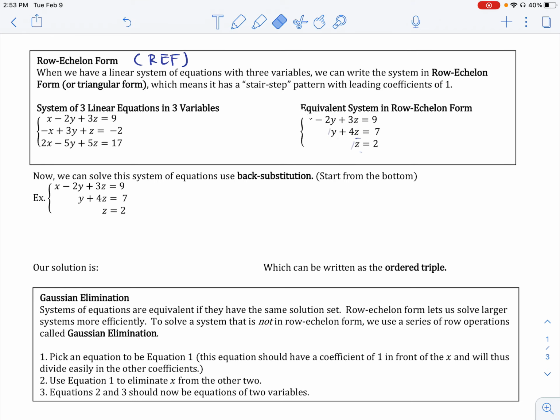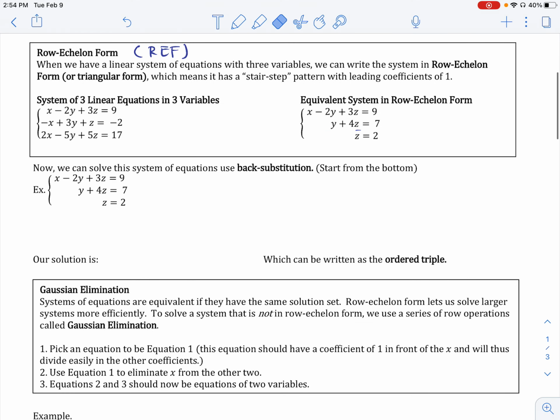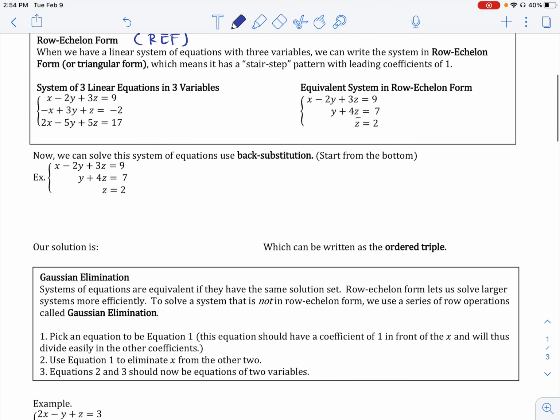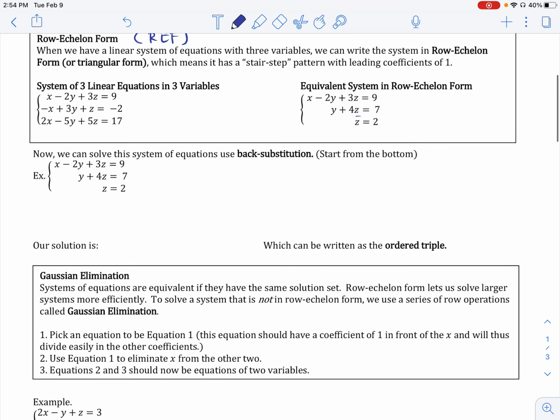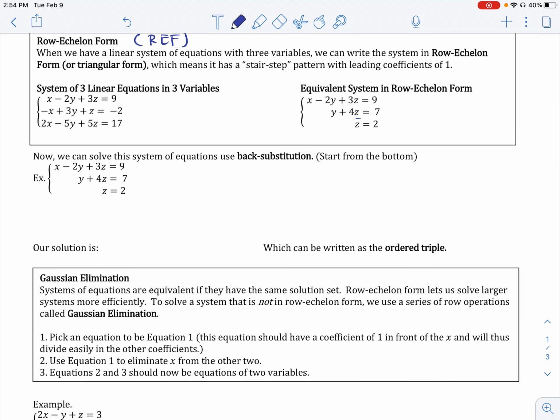So this process of writing this in row echelon form is what is known as Gaussian elimination, developed by this really smart mathematician named Carl Friedrich Gauss. And we'll talk about him a little bit more in the next chapter, but for now, let's focus on taking a system and writing it in row echelon form.